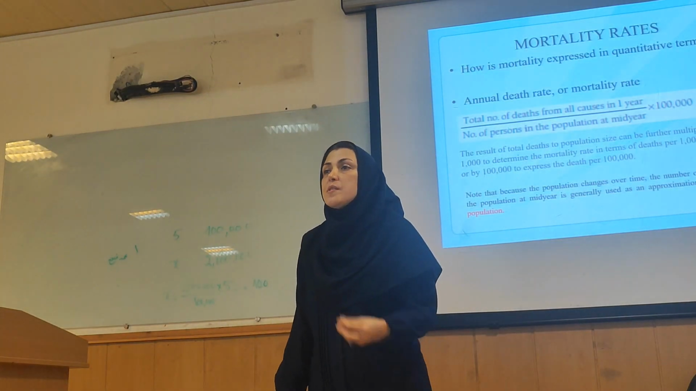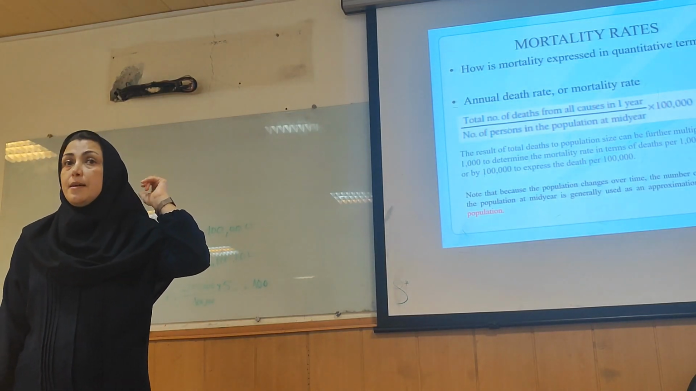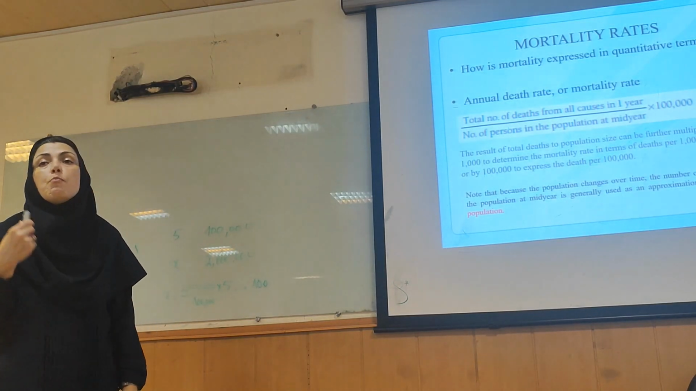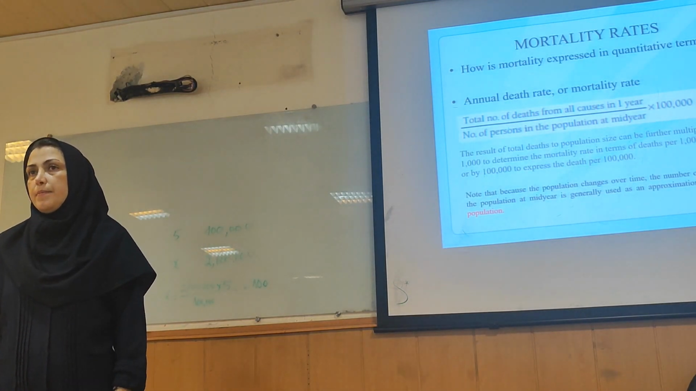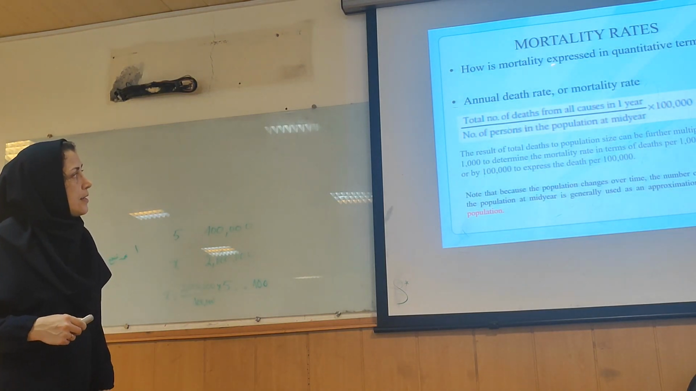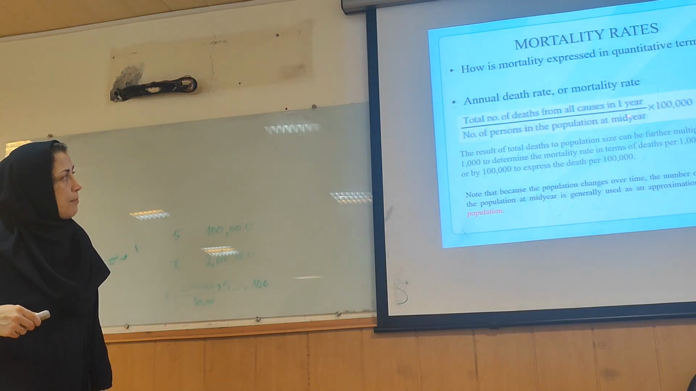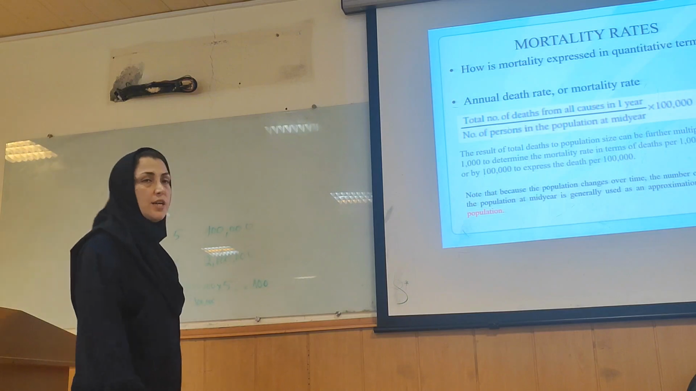So we should have some measures such as incidence and prevalence. The first one is mortality rates. What is mortality rate? It is the total number of deaths from all causes in 1 year divided by the number of persons in the population at mid-year.